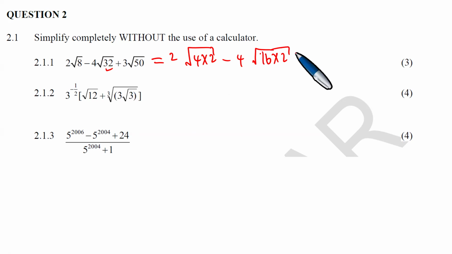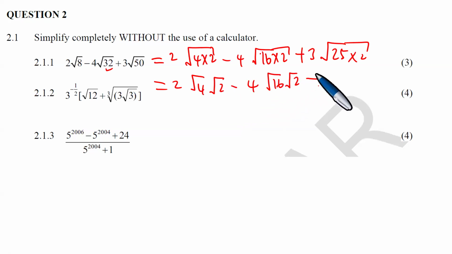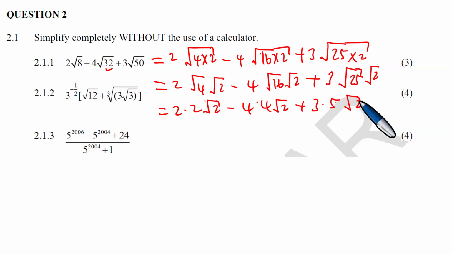Because 16 is a perfect square. 50 is 25 by 2. So we have square root of 4 times square root of 2, square root of 16 times square root of 2, and square root of 25 times square root of 2. The square root of 4 is 2, the square root of 16 is exactly 4, and the square root of 25 is 5, each times the square root of 2.